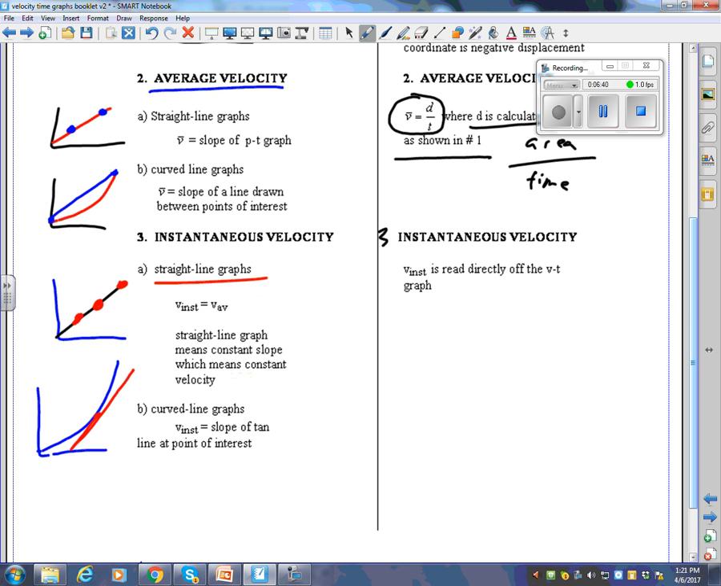There isn't. If you have a velocity time graph, Zane, if you have a velocity time graph and you're asked to find instantaneous velocity, what do you do? You read it off the graph. It's a graph of velocity. You just read it.